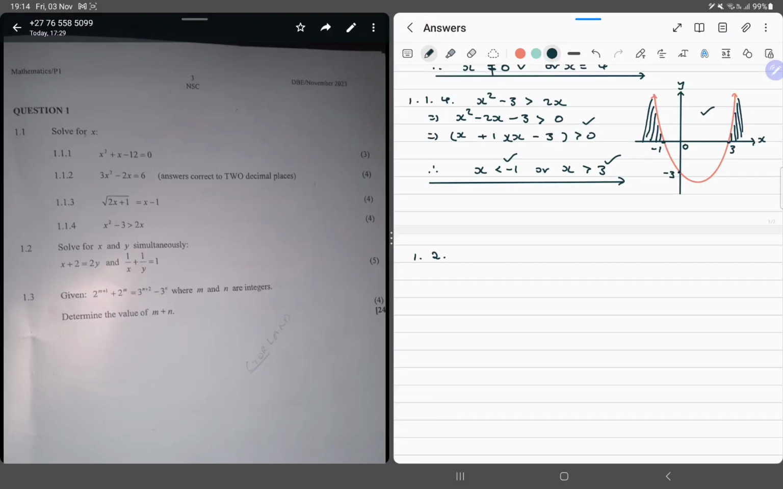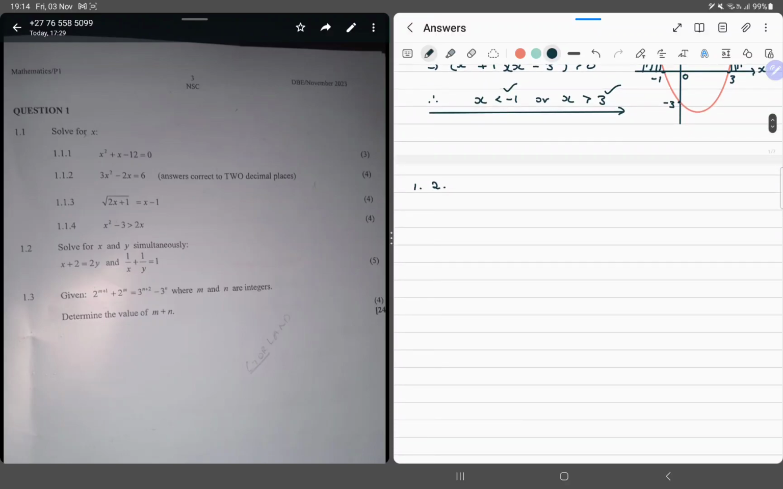1.2. Okay. Simultaneous equations, guys. Stuff that you know. So we're given x plus 2 equals 2y. So it's almost always easy. This implies that x is going to be equal to 2y minus 2. We can make this equation 1, and we are given 1 over x plus 1 over y is equal to 1.